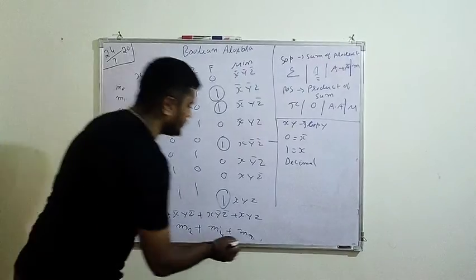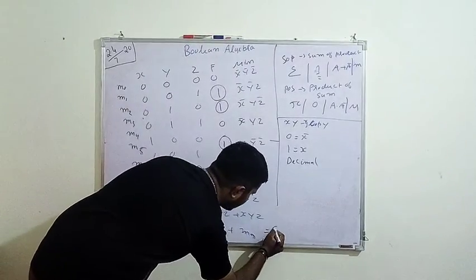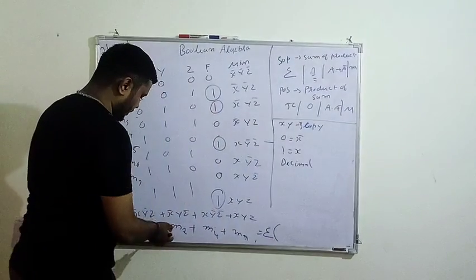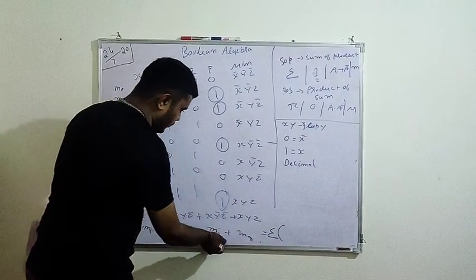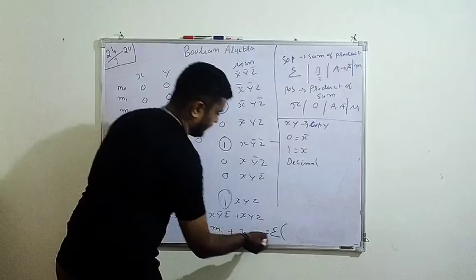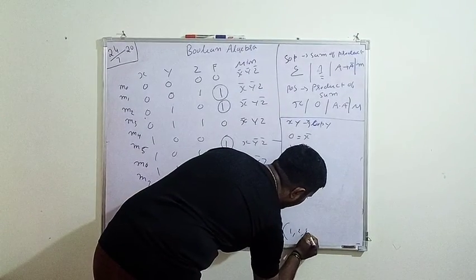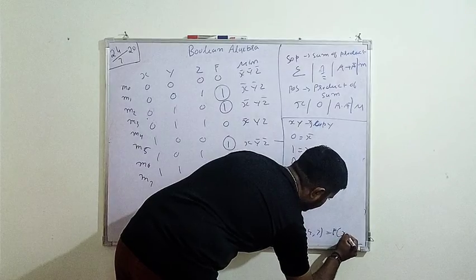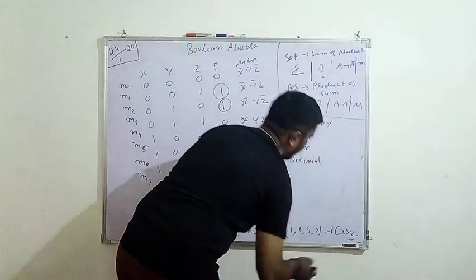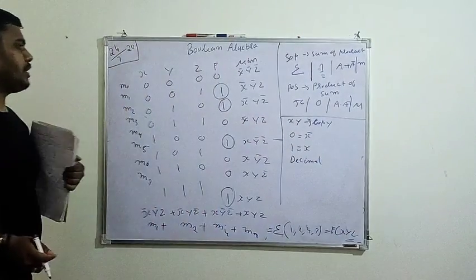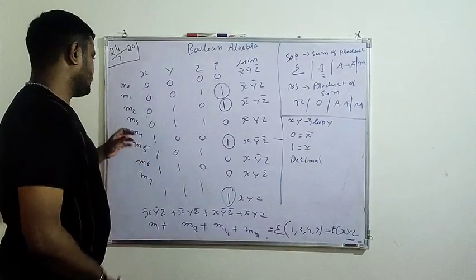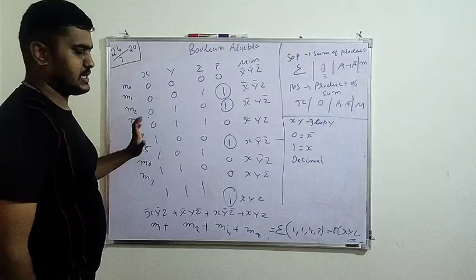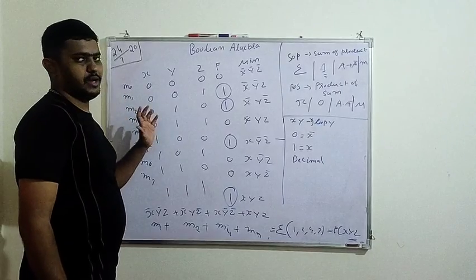So what is my function then? We are going to write the function as sigma, bracket 1, 2, 4, 7, which is equal to the function of x, y and z. Clear? So this is how we are going to solve for SOP. So hope you understood this sum. I am going to come to POS in the next class. Please do understand this properly. Thank you.